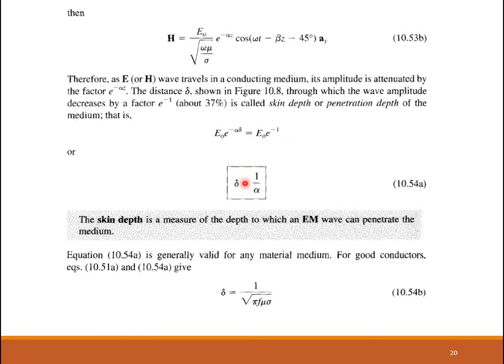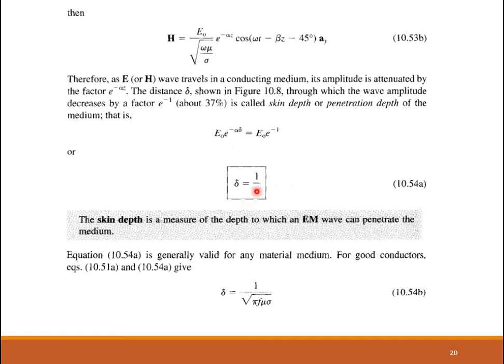So what is the relation? The skin depth is a measure of the depth to which an electromagnetic wave can penetrate the medium. This is important. What is skin depth? It is a measure of the depth to which an electromagnetic wave can penetrate the medium. And this is valid for any material medium.